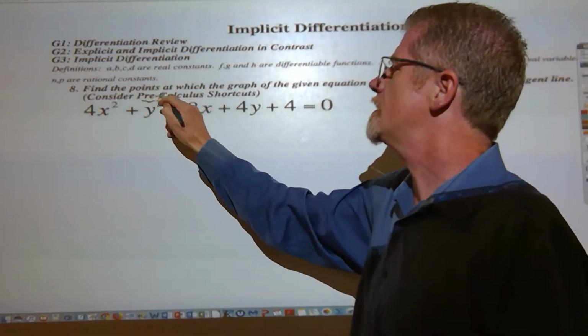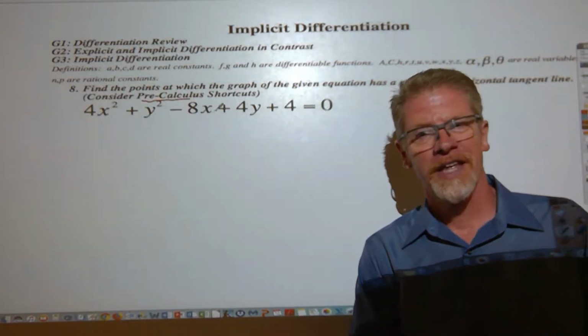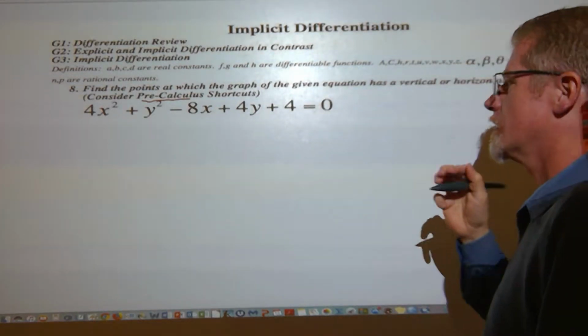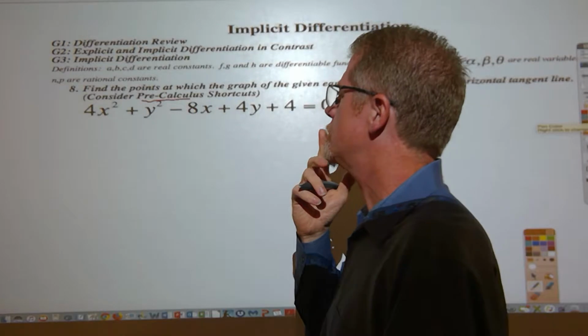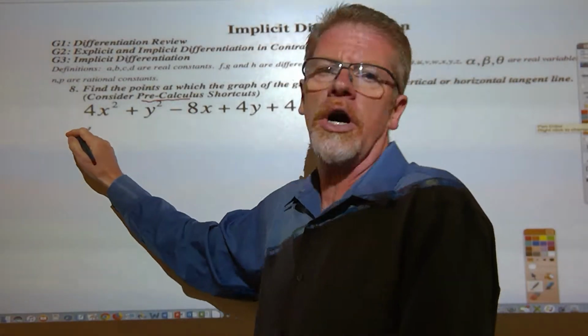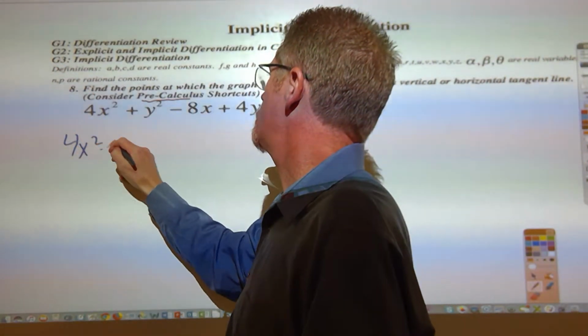There is a pre-calculus and a calculus approach to doing this problem. Let's look at the pre-calculus approach first. In pre-calculus, you're responsible for knowing how to complete the square. Let's collect all the terms that contain x together. We have 4x squared minus 8x.